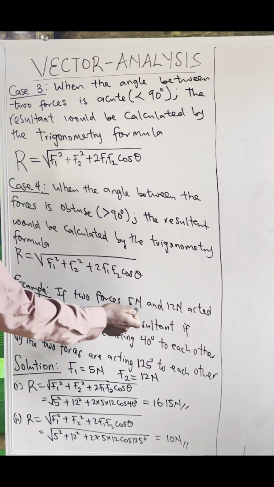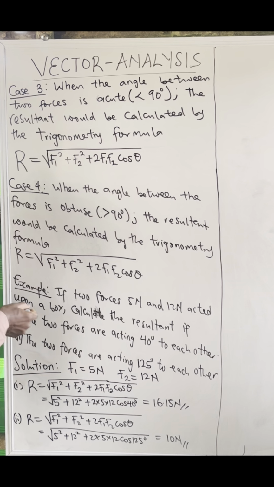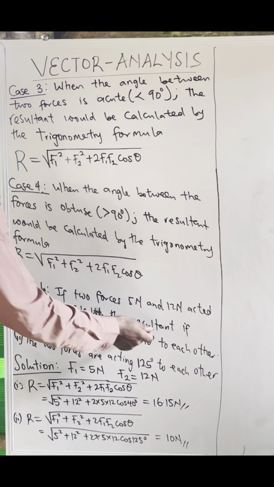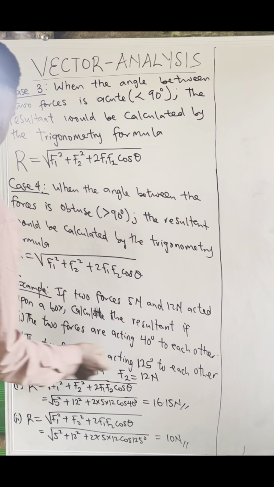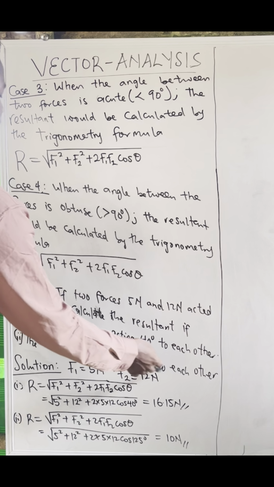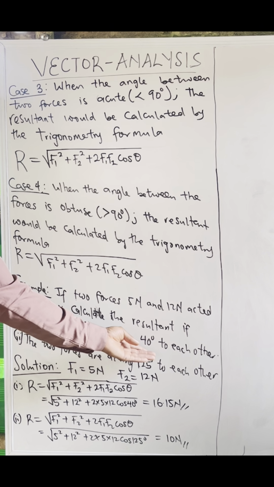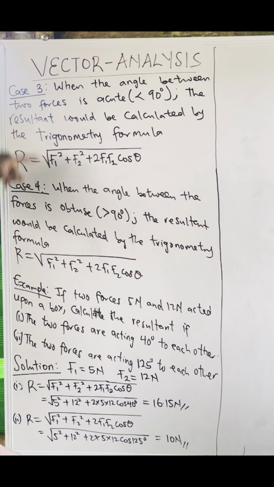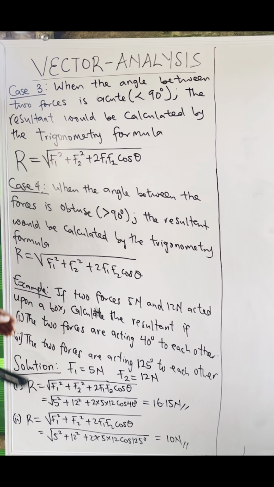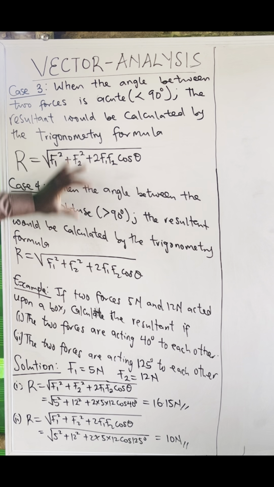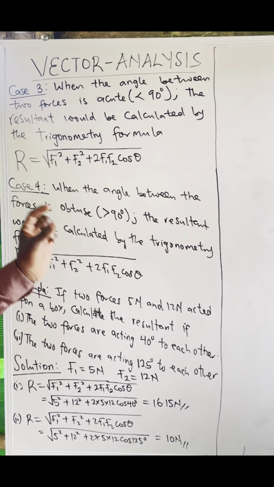If two forces, 5 Newton and 12 Newton, act upon a box, calculate the resultant if the two forces are acting at 40 degrees to each other, and if the two forces are acting at 125 degrees to each other. This 40 degrees is less than 90, so it is an example of case 3. This 125 degrees is greater than 90, so it is an example of case 4. In each case, we are going to use the same formula directly without changing any parameter.